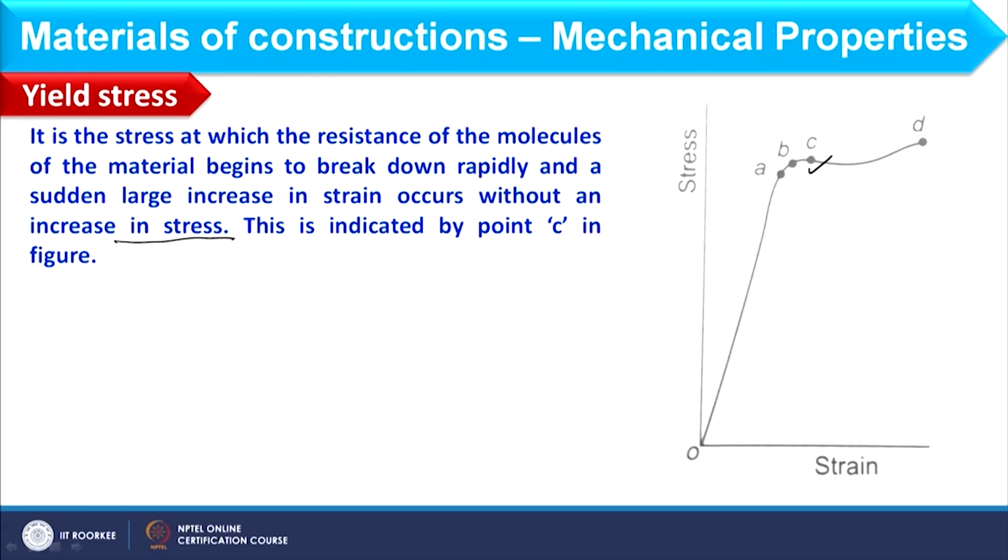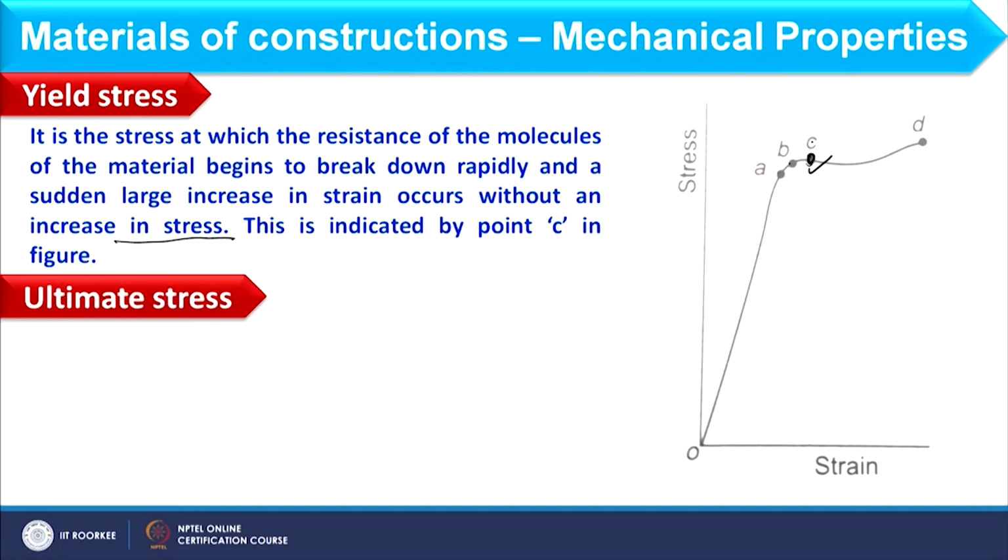So, what happens, if you see stress at point B as well as point C, stress is almost uniform from B to C. Okay. However, strain has significant change. So, the point where sudden change in strain occurs without having much change in stress, that point we can call as the yield stress. Okay.